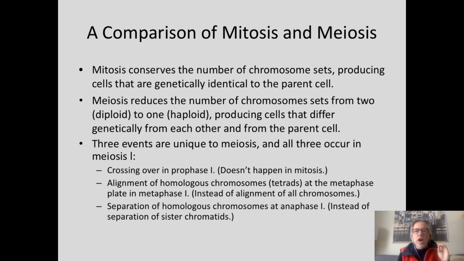These 3 events are unique to meiosis, and all of them occur in meiosis I. First is crossing over in prophase 1. The second is the alignment of homologous chromosomes, the tetrads, at the metaphase plate in metaphase 1. And the third is the separation of homologous chromosomes at anaphase 1. So those are all different.